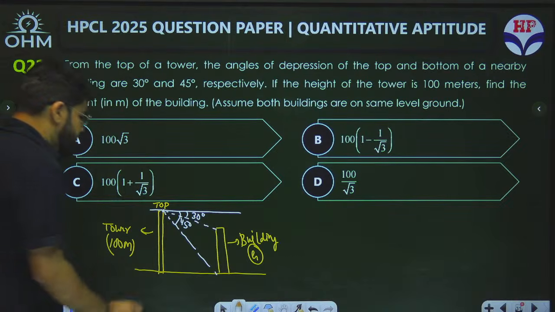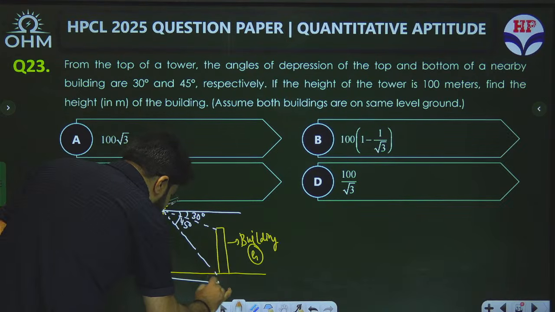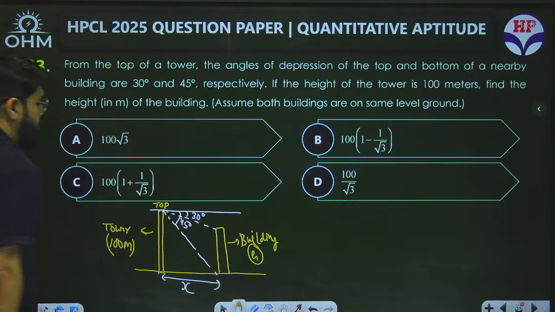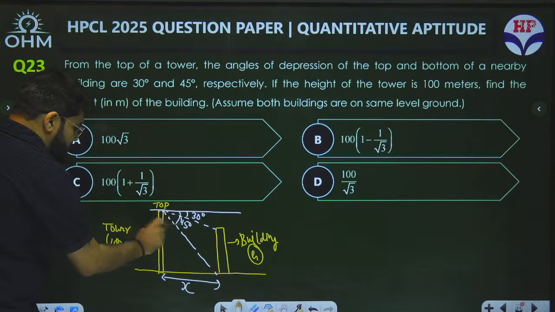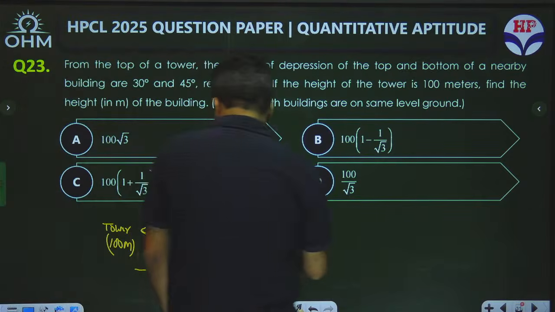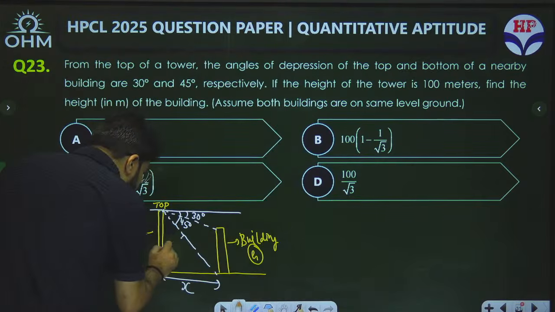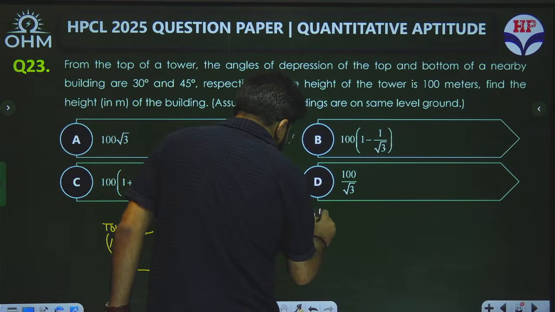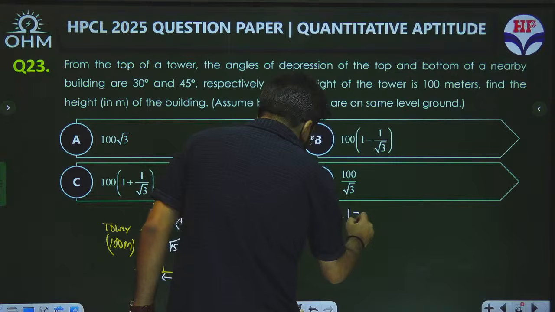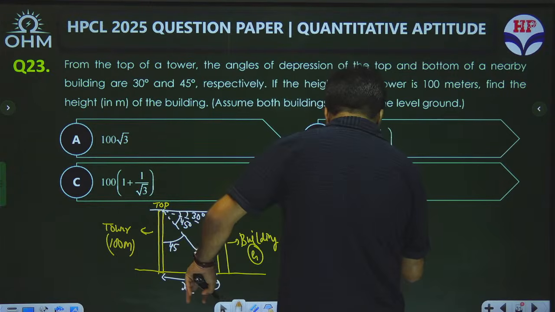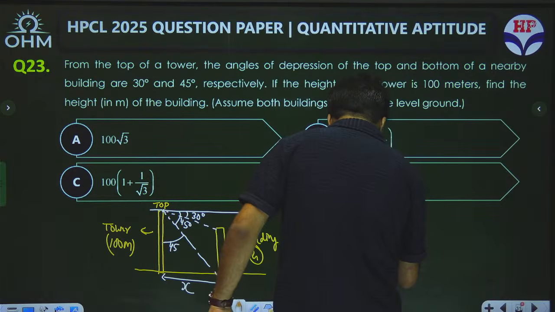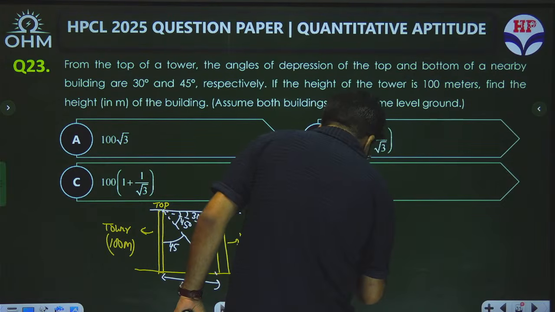Now, simple. Suppose the ground distance between the tower and the building is x. Now if this is 45, this will also be 45. So first I will apply tan 45, which is equal to 1. Tan 45 is the opposite side divided by the base of the angle. What is the base of the angle? Tower height, 100. So x is also 100.